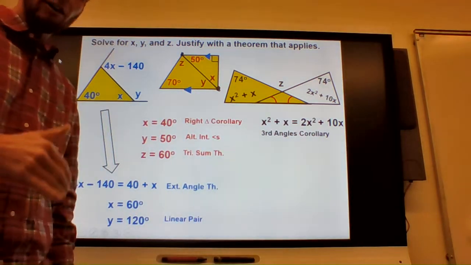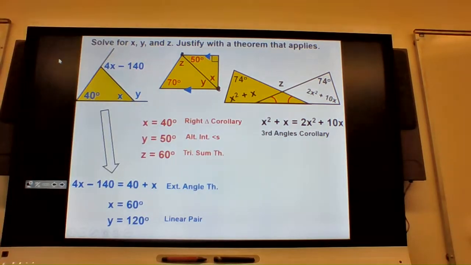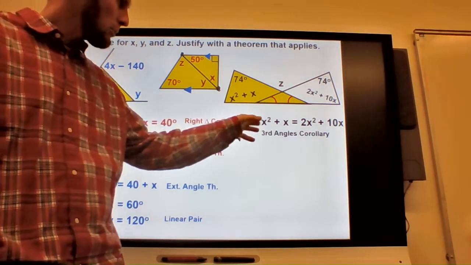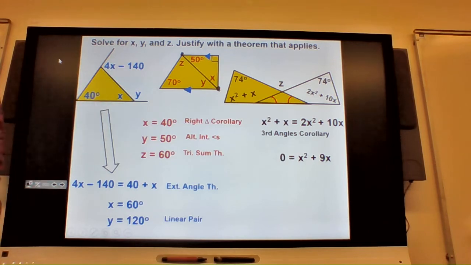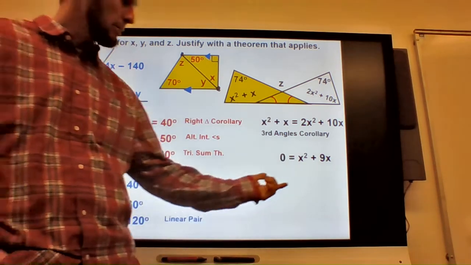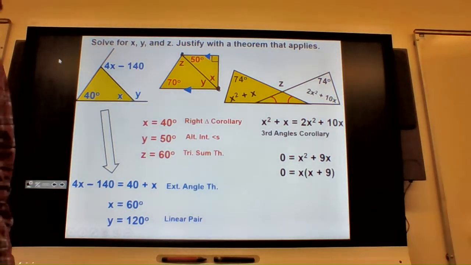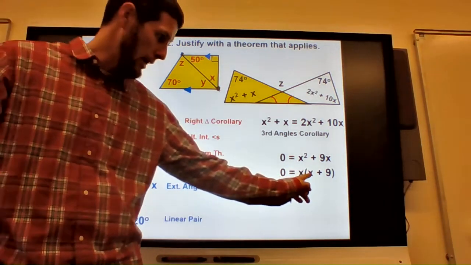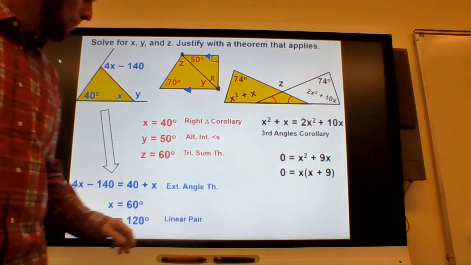I would argue you can't find Z until you find X. So if you set those equal, a little subtraction on here, you should realize there's two potential values for X. Classic GCF problem, factor out the X, and you get two answers. -9 is a possibility, and the other one, 0.